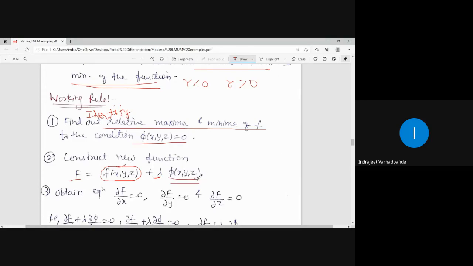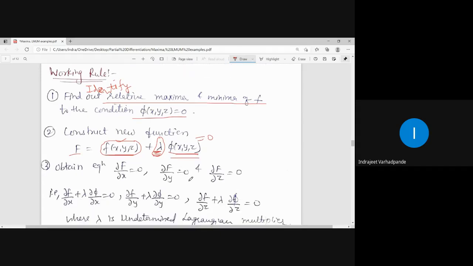Phi of xyz is a certain additional condition or the equation of the surface or the relation which can be equated to 0, but that should be multiplied by lambda. What is this lambda called as? This lambda is called the undetermined multiplier, Lagrangian undetermined multiplier. That is very important. So we are constructing a new function capital F, small f of xyz plus lambda into phi of xyz.